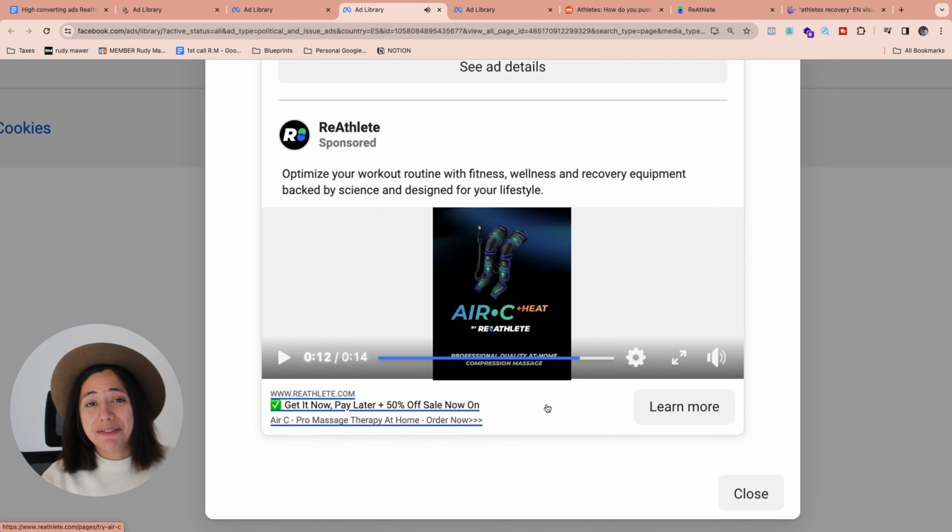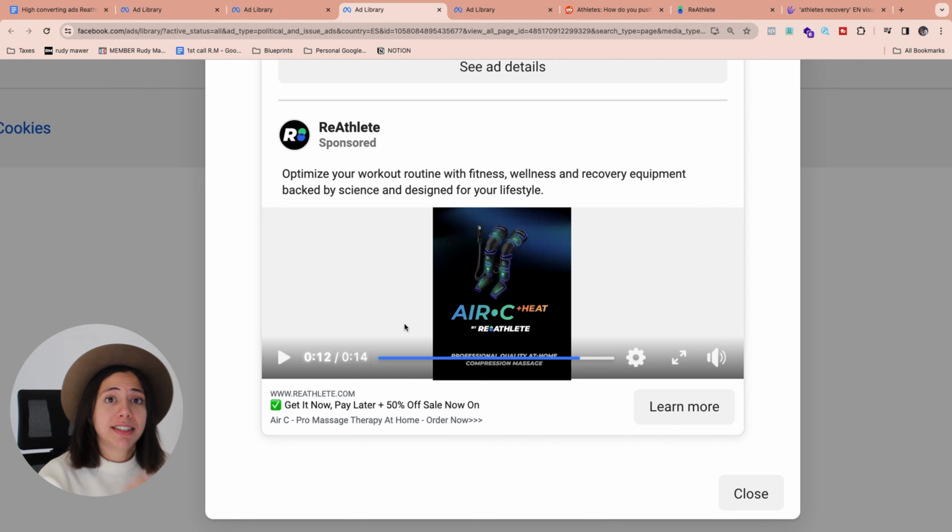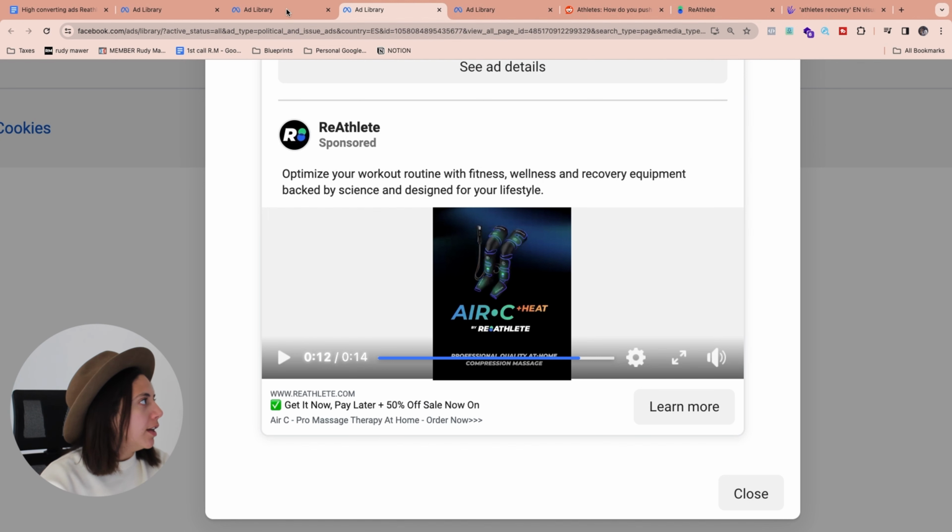So as you can see, very simple ad, and guess what they're targeting? Which pain point? Well, pain itself, right? Pain and swelling. Relieve pain, and this is the solution. So as you can see, these different ads have different pain points that they're going for, right? So look at this one.